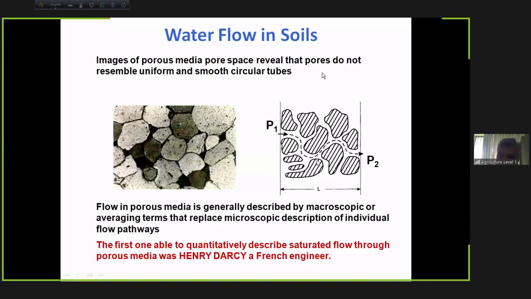Tortuosity is the ratio between L divided by the real L, what we call L1. So L by L1, this is the ratio.